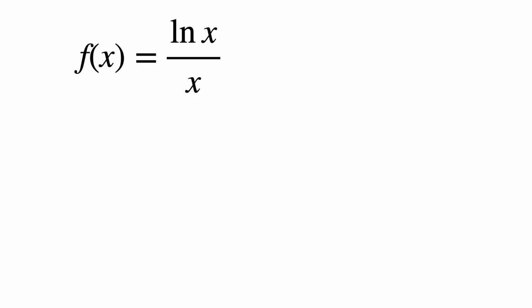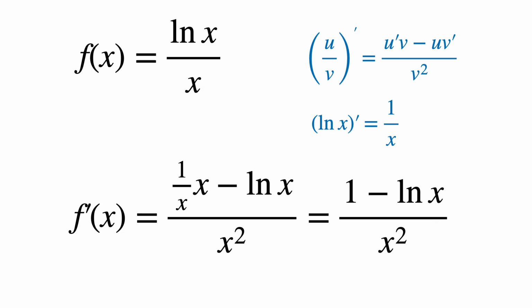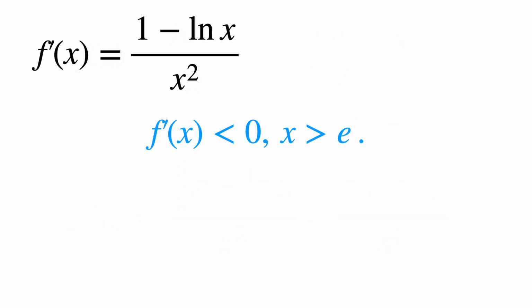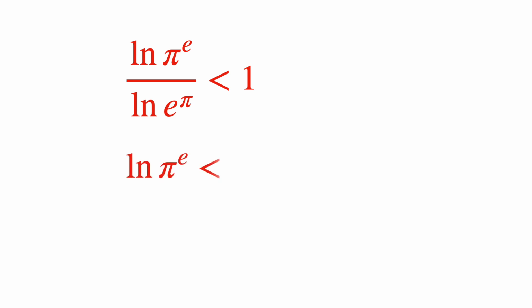Taking the derivative, we get f'(x) equals 1 minus the logarithm of x, divided by x squared. This derivative is negative when x is greater than e. Therefore, the logarithm of pi divided by pi is less than the logarithm of e divided by e, which means e times the logarithm of pi is less than pi times the logarithm of e, and consequently pi raised to the power of e is less than e raised to the power of pi.